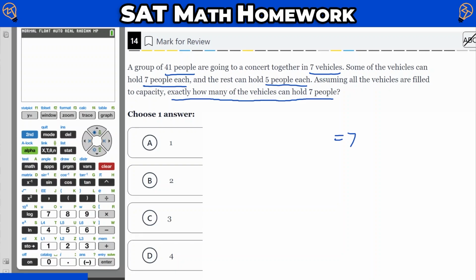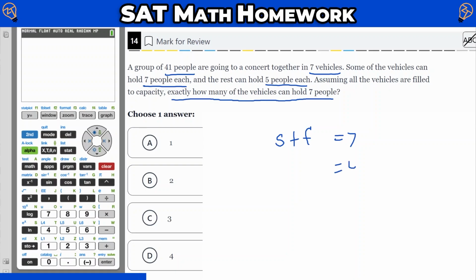For some of these vehicles, they're able to hold 7 people. So for me, the variable I'm going to choose, to make it very meaningful and easy to remember which variable was which, is an S for 7 people. Now keep in mind that's the number of vehicles that can hold 7 people. And then there's a certain number of vehicles that can hold 5 people, so I'm going to use an F because 5 starts with F. So we have some vehicles that hold 7 people, some vehicles that hold 5 people, but the number of vehicles in total is 7.